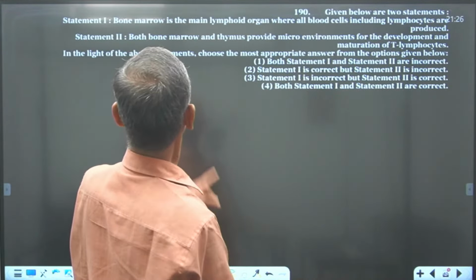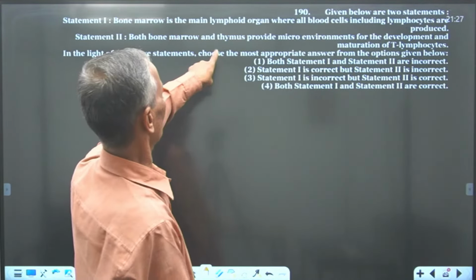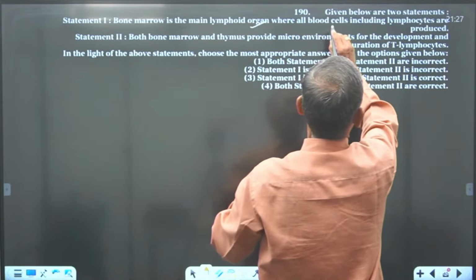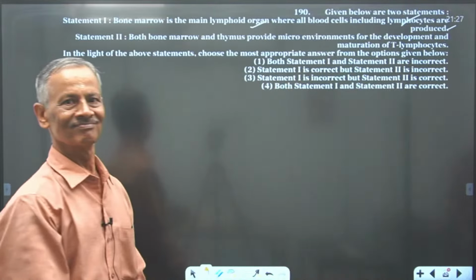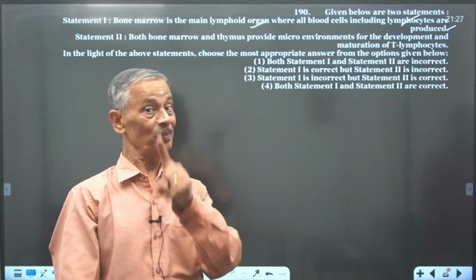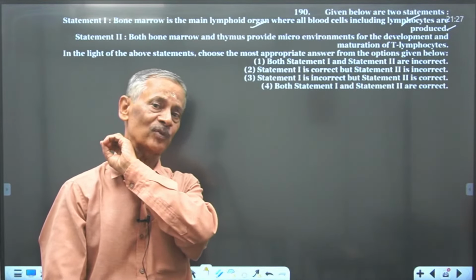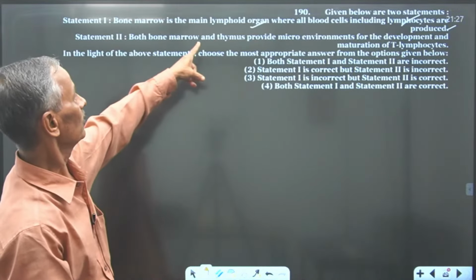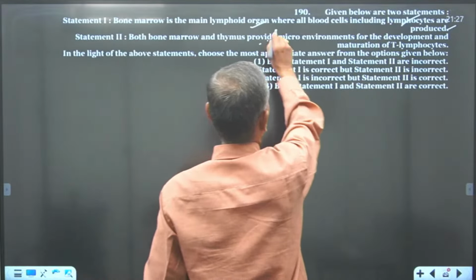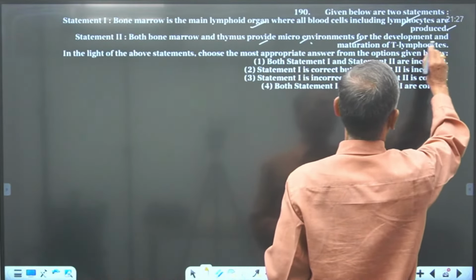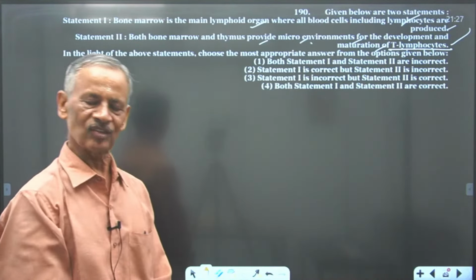Two statements. Bone marrow is the main lymphoid organ. It's a primary lymphoid organ. Correct. Where all blood cells, including lymphocytes, are produced. Not only T cells and B cells, but also the hemopoietic stem cells that give rise to different types of blood cells are also arising from that bone marrow. Correct. Bone marrow and thymus provide microenvironment for the development and maturation of T lymphocytes. That's also correct.